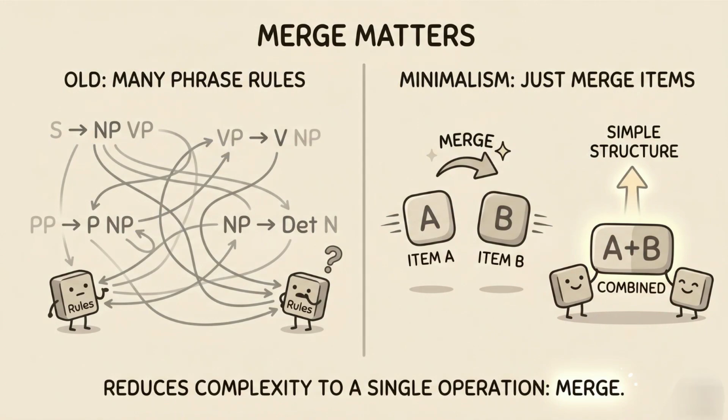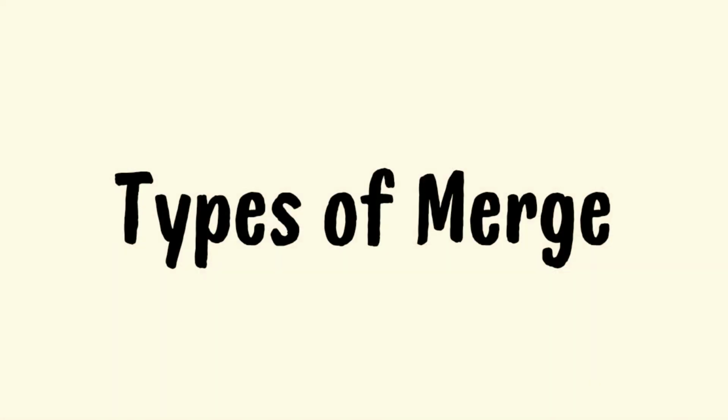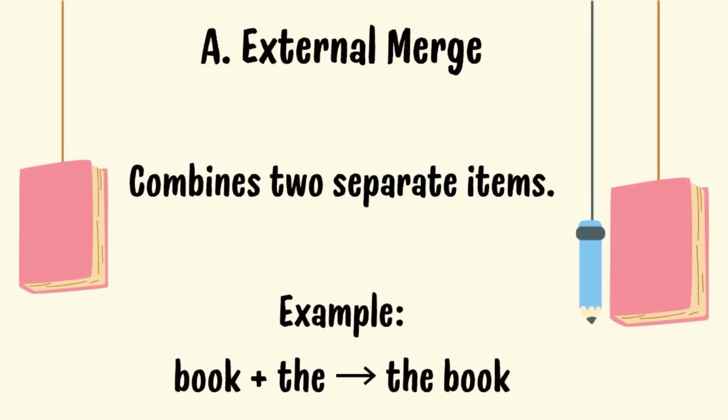Why merge matters. Instead of many phrase structure rules like S consists of NP and VP, VP consists of V and NP, minimalism says, just merge items. Much simpler. Types of merge. External merge. Combines two separate items. Example: book and the when combined makes the book.